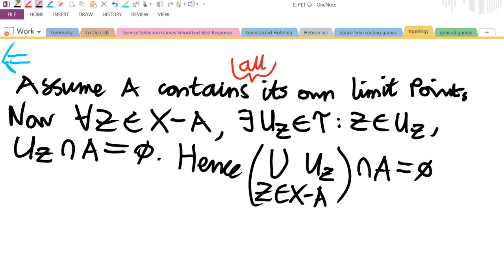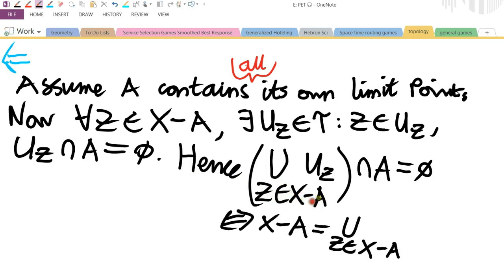Okay? And a little bit of thought should convince you that this statement is equivalent to the statement that the complement of A is equal to the union of all of these open sets which crop up in the complement of A.